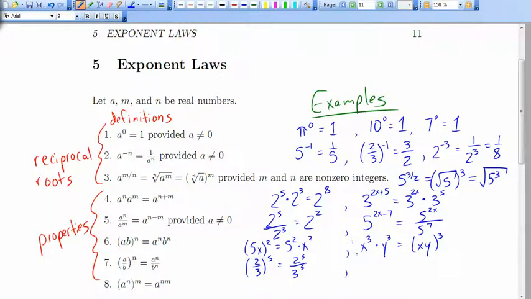On the other hand, that law goes both ways. If I have a fraction with powers in top and bottom, let's say I've got x to the 7 over 3 to the 7 in the denominator, I could rewrite that as (x over 3) all to the 7.